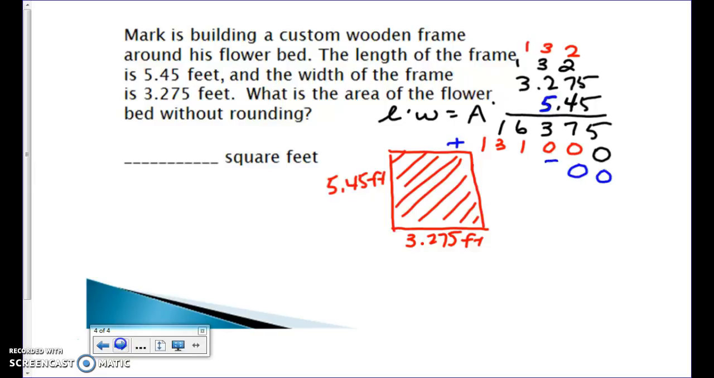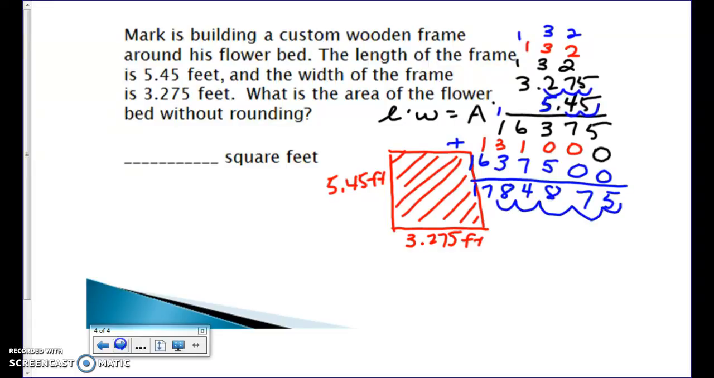5 times 5 is 25. 5 times 7 is 35, plus 2 is 37. 5 times 2 is 10, plus 3 is 13. And 5 times 3 plus 1 is 16. Now I can add them all together. 5, 7, 8, 14, 8, and 7 and 1. So we have 1, 2, 3, 4, 5 decimal places. 1, 2, 3, 4, 5. 17.84875 is my area. So a little review problem.